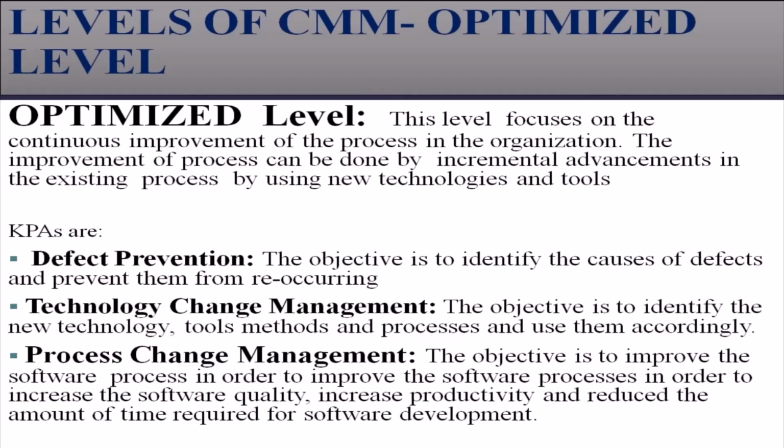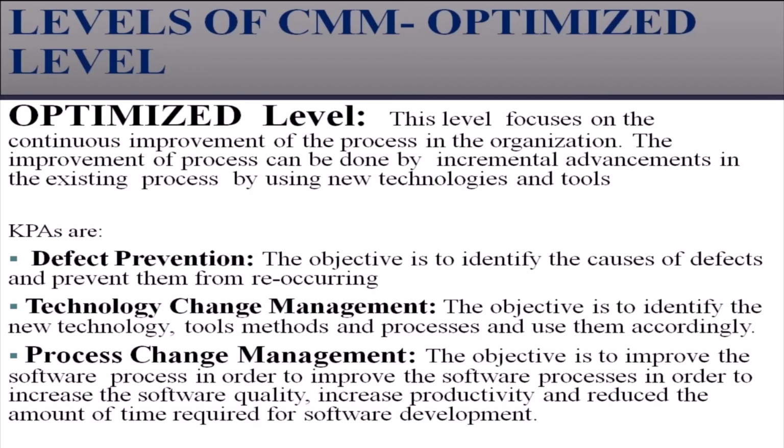Defect prevention. The objective is to identify the causes of defects and prevent them from reoccurring. Technology change management. The objective is to identify the new technology, tools, methods and processes and use them accordingly.